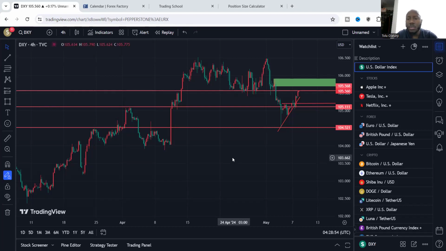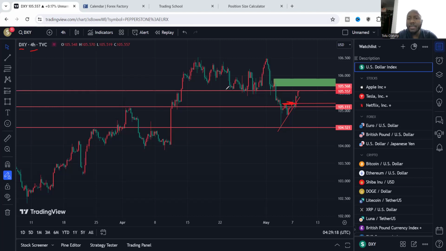Now, if you watched yesterday's video, I'll try and put the link also for you to go over it. If you were here and you watched yesterday's video, you notice that price was still at this area. This is the 4 hours time frame for the USD index, the DXY. Price was still at this area, and we said that we're expecting a breakout from these highs over here.